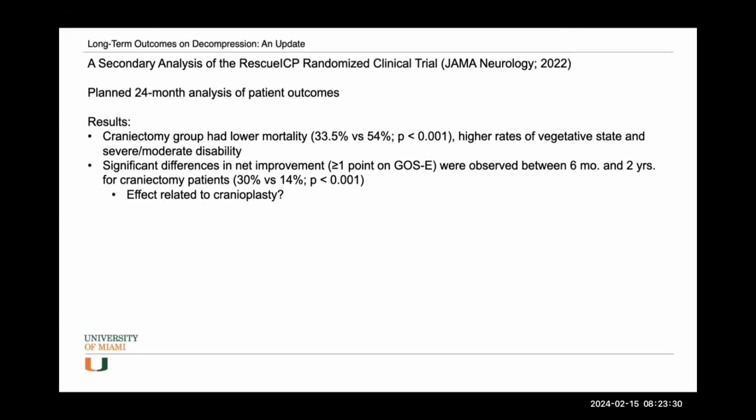And the argument is whether or not this was something that was not necessarily related to the decompression alone, but whether this was an effect related to undergoing a cranioplasty and treatment of any type of sunken flap syndrome pathologies. So this remains to be seen on whether or not the difference in net improvement is something that's reproducible for patients at even further intervals, so 5 years, 10 years down the line.